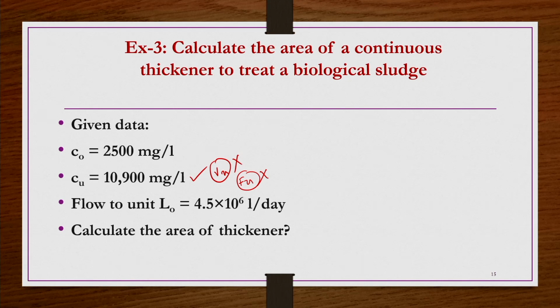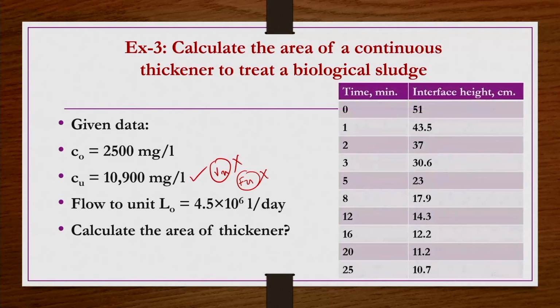So, what do we have to do? We have to find out theta u and then use the critical time approach to get this area requirement. The data, time versus interface height, is given, with time in minutes and interface height in centimeters. So, first we have to plot z versus theta.